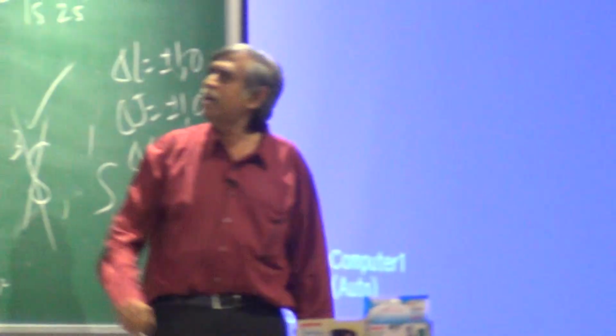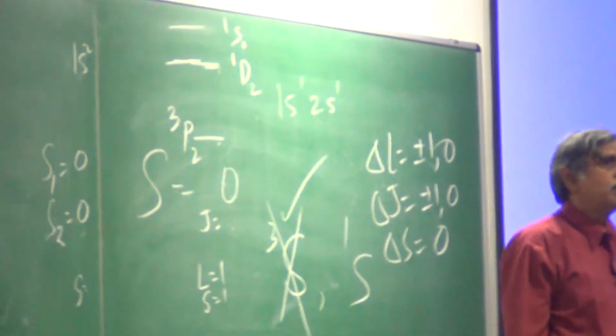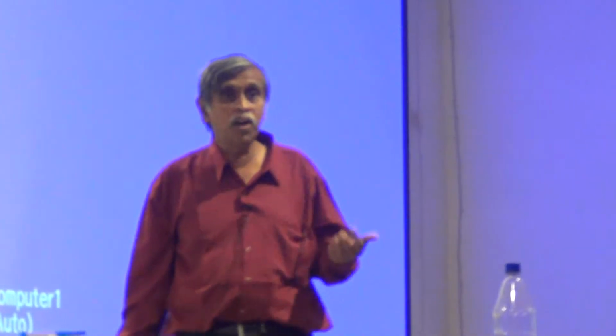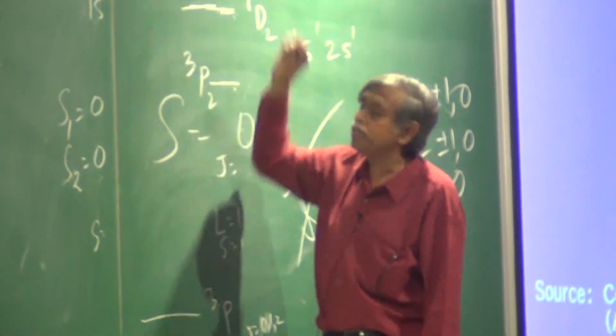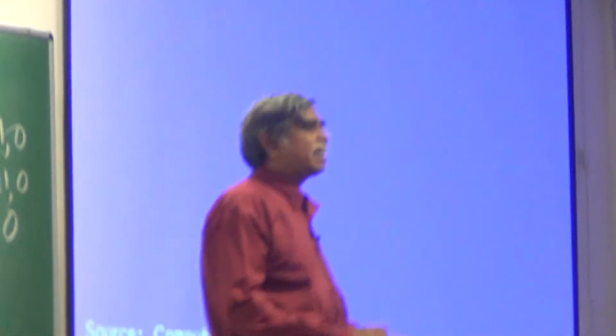Therefore you will have no transition starting from here. Can I go from here to here? What's hurting there? Delta J is hurting. Anything else? Delta L is hurting, and therefore you will find that I can't go from here to here either. I can't go from here to there either. In other words, there can be no transition between the three states of the P2 configuration of carbon, and that's it.